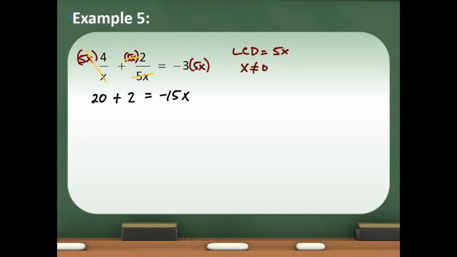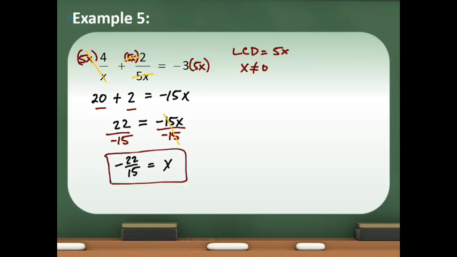On the other side, you get negative 15x. So let's add our 2 and 20 together. We get 22. And on the other side, we still have negative 15x. We're going to have to divide by negative 15 on both sides. And so we're going to get negative 22 over 15. And again, the restricted value is 0, and we're okay there.